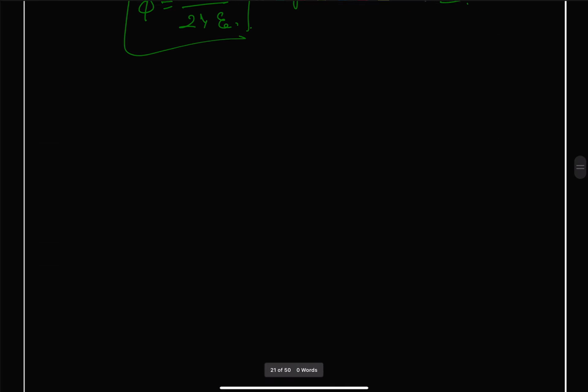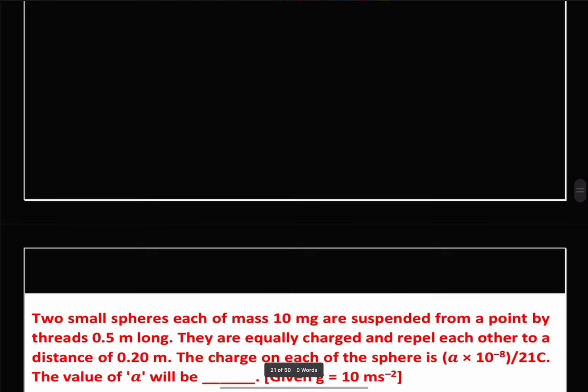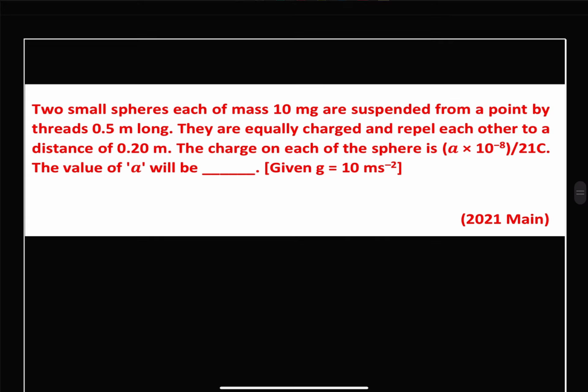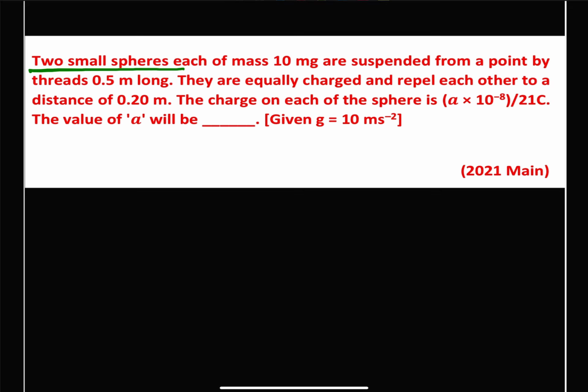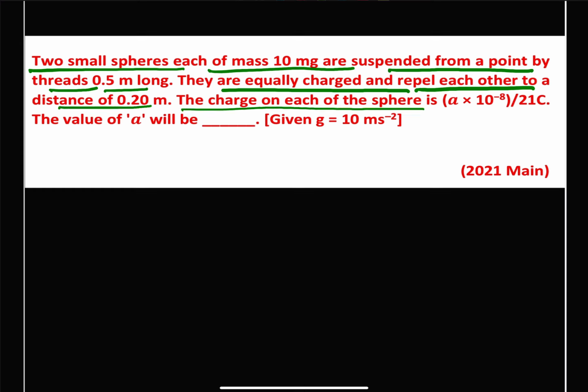Next question. We are given two small spheres, each of mass 10 milligram, suspended from a point by threads 0.5 meter long. They are equally charged and repel each other to a distance of 0.20 meter. The charge on each sphere is A times 10⁻⁸ divided by 21 Coulomb. The value of A will be given as, take g as 10 meter per second square.